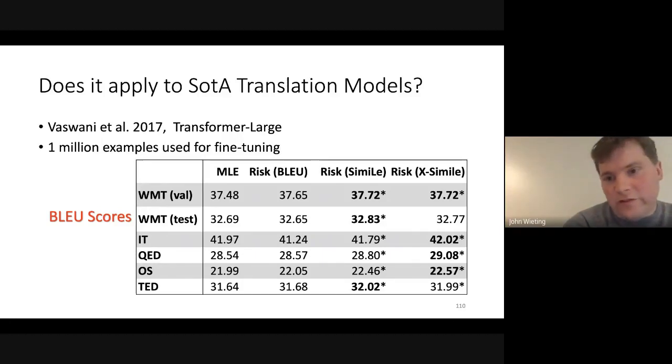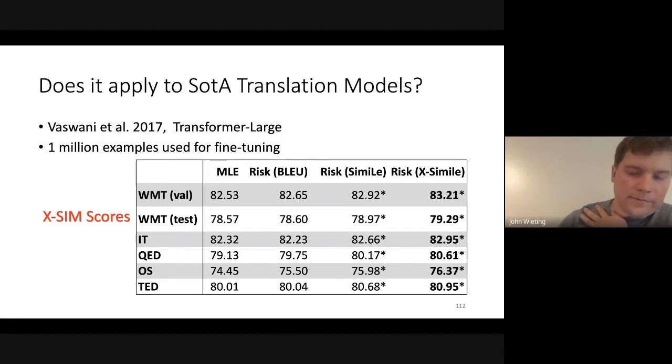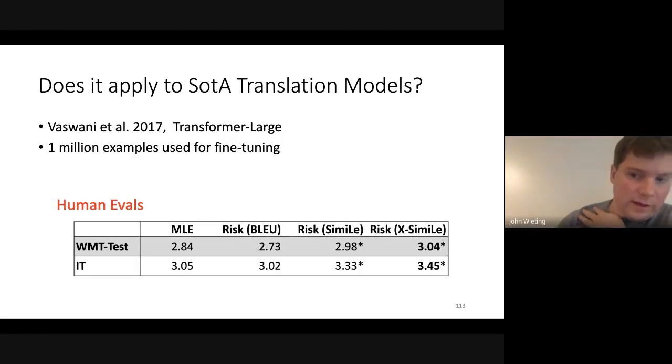Here's cross simile, which actually uses the underlying German as well, which has gains. These are all significant with the asterisks. So this works on even state-of-the-art models. Here's evaluations according to sim. Here's evaluations according to cross sim. And here's human eval outputs. These have little asterisks here because I did filter these by the most different. So the human evals are a little bit exaggerated just to make most use of the translator's time, but there's still statistically significant gains here.